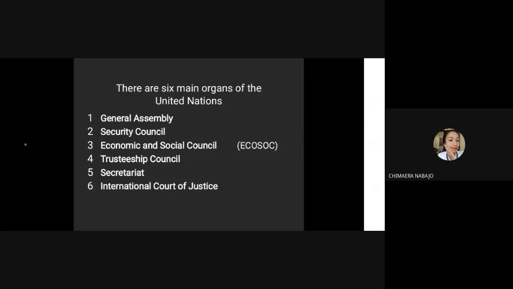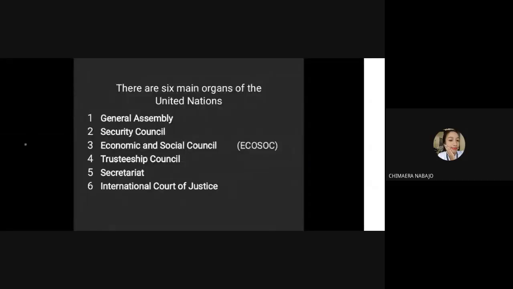Next is the Security Council. It is the only organ that can impose sanctions on states or deploy military forces on behalf of the international community to keep the peace in a certain area, region, or country. The United Nations does not have its own military forces, but it can muster military and police personnel through contributions by its members.